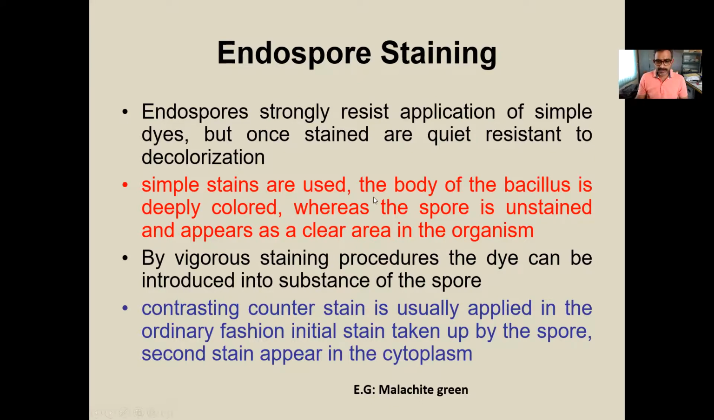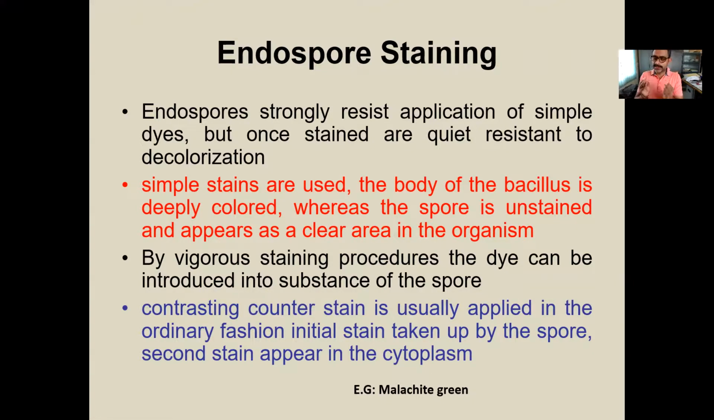With simple stains, the body of the bacillus is deeply colored, whereas the spore is unstained and appears clear in the organism. By a vigorous staining procedure, that is by heating, the dye can be introduced into the substance of the spore. A contrasting counterstain is usually applied in the ordinary fashion. The initial stain is taken up by the endospore and the second stain by the cytoplasm. When I explain the procedure, you will understand.